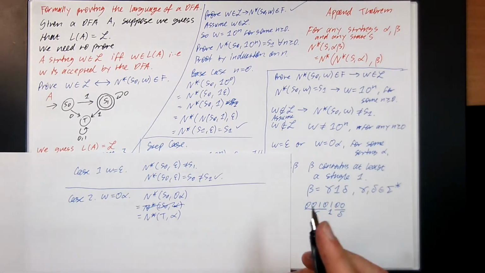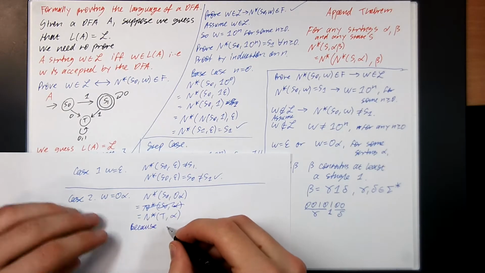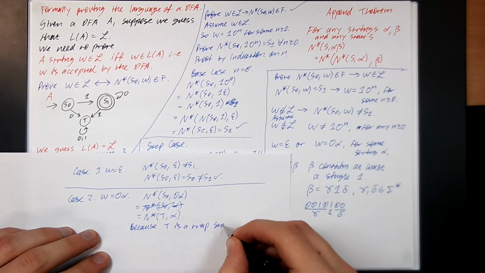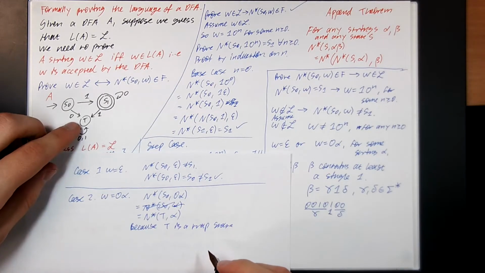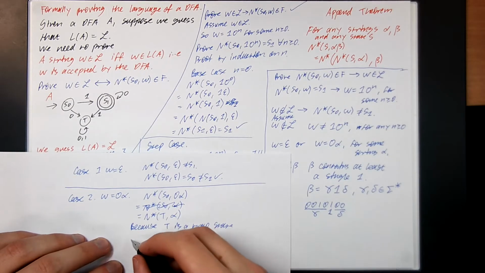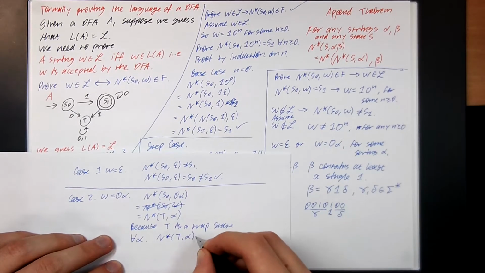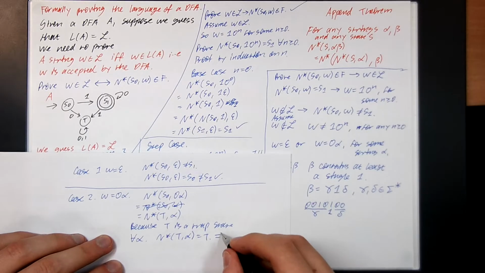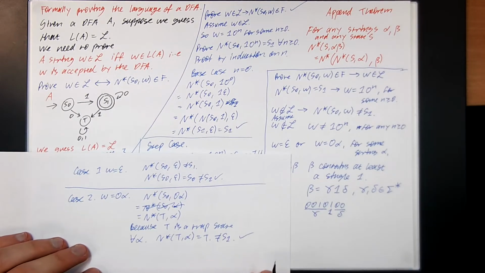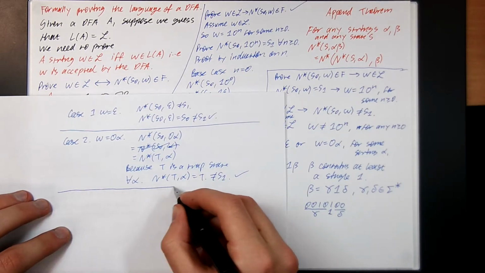But that's probably overkill. We can just declare, because T is a trap state, that is to say, all transitions out of T lead back into T. Once you're in T, you can never leave T. Therefore, for all strings alpha, n star of T alpha is equal to T. And T is not equal to S1. Cool? So that's the next case completed. Those are the two easy ones. The next one's a little bit more difficult, but it's not too bad. We need to prove case number 3.